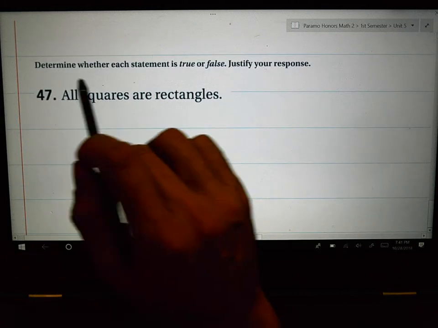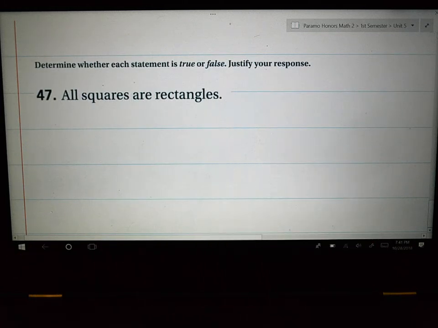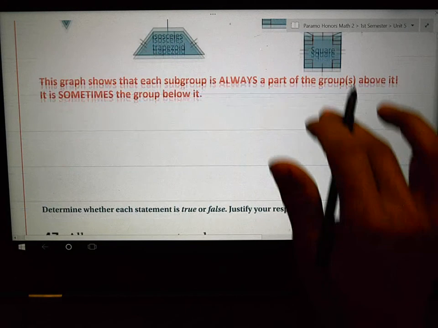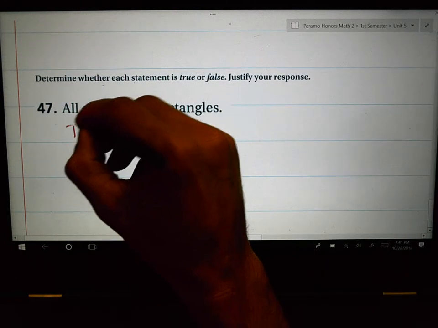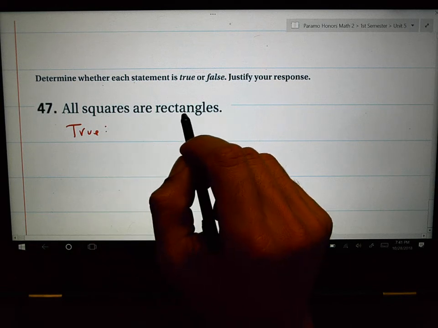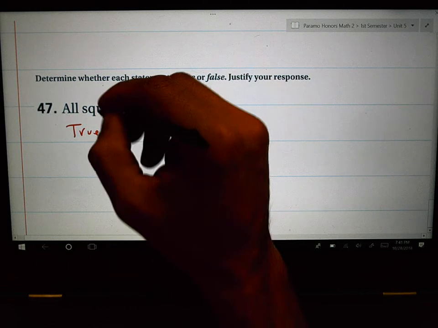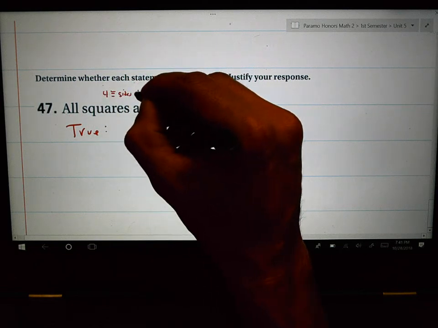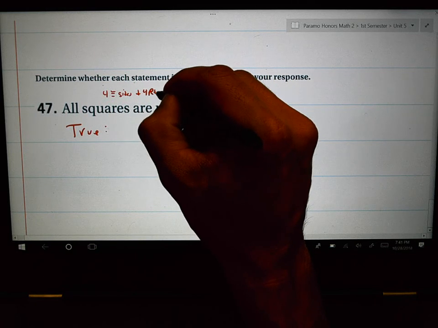determine whether each statement is true or false. Justify your response. 47 says, all squares are rectangles. Are all squares rectangles? Squares have 4 congruent sides and 4 right angles.